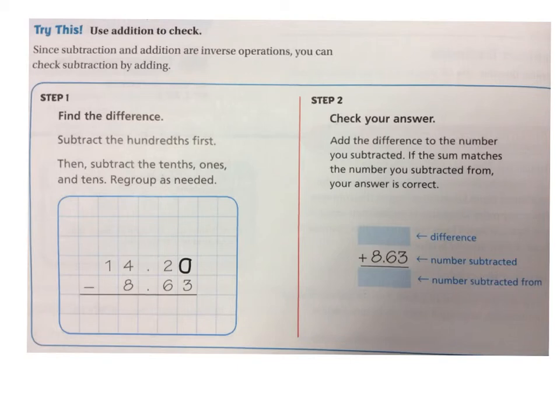And you were writing this problem in your notebook so that you can practice solving it, yes? But adding that 0 will make all of my numbers have the same amount of place values, which makes it easier to subtract. So go ahead and do this subtraction problem in your notebook. So when I do the subtraction, 14 and 20 hundredths minus 8 and 63 hundredths, I get 5 and 57 hundredths. Let's check our answer by using the inverse operation of addition. If I add the difference to the number that I subtracted, if my sum matches the number I subtracted from, then my answer is correct.